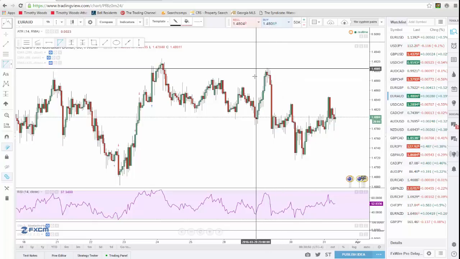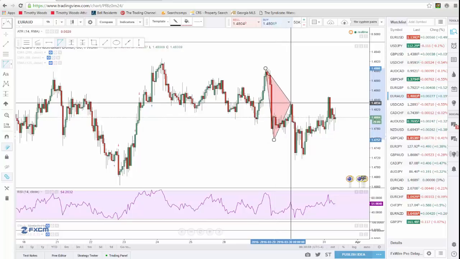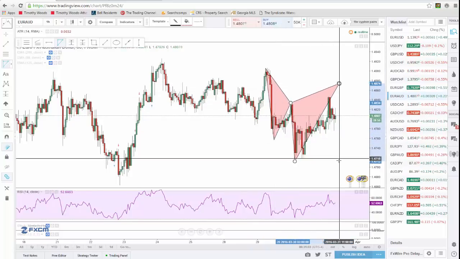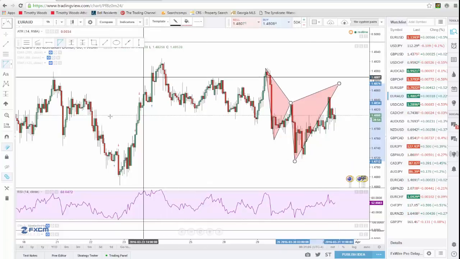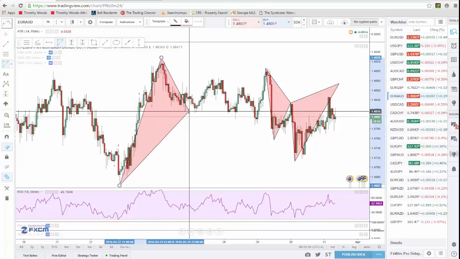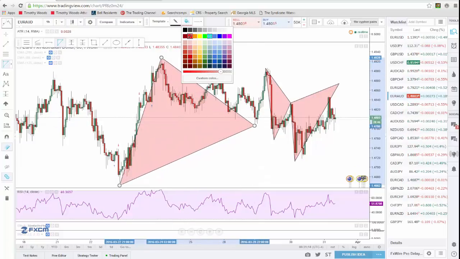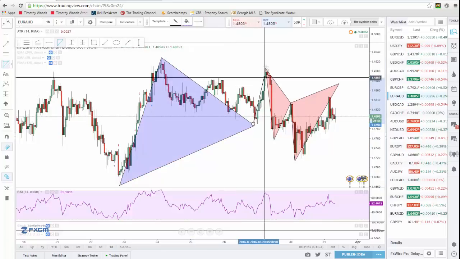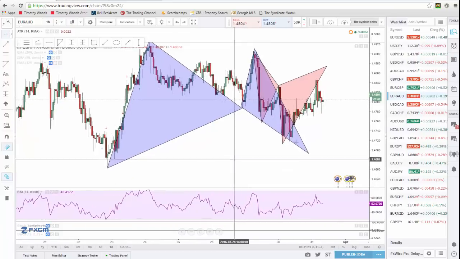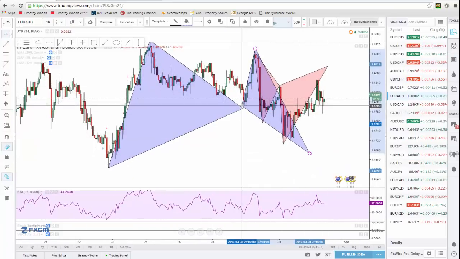One is a bat, one is a cipher. The cipher pattern is coming in from this point here, X to A to B, B to C, CD completion, and the bat pattern, X to A to B, B to C, and a CD completion right down here. And this consolidation to the upside means nothing to me when it comes to advanced patterns.